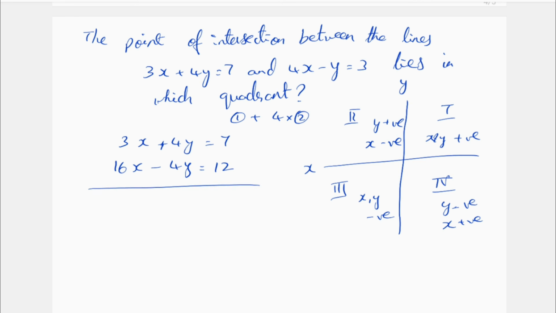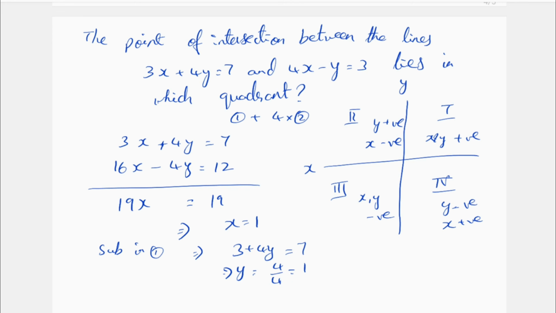When I add it this way, I have 19x plus 0y, since 4y minus 4y cancel one another, equal to 7 plus 12, which is 19. So x is equal to 19 by 19, which is 1. Once I have this value, I substitute it in any of the equations. Substituting in the first equation, I get 3 into 1, which is 3, plus 4y equals 7, which means y equals 7 minus 3, which is 4, divided by 4, which is also equal to 1.